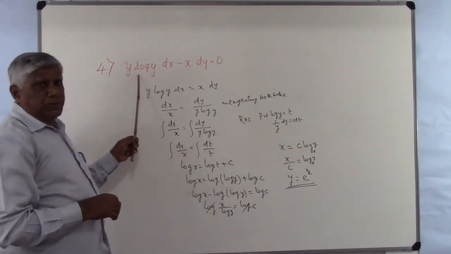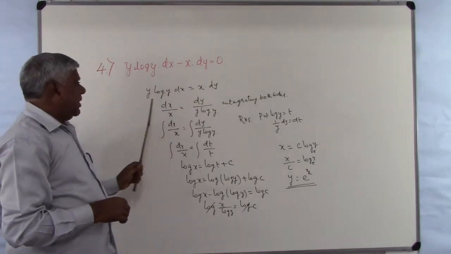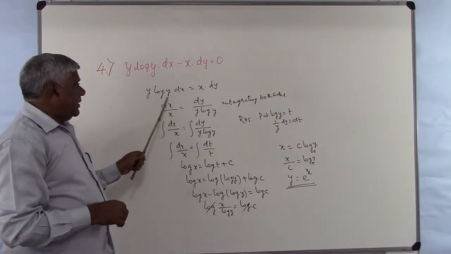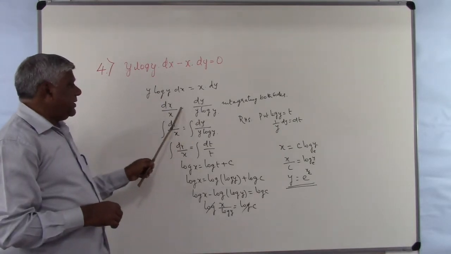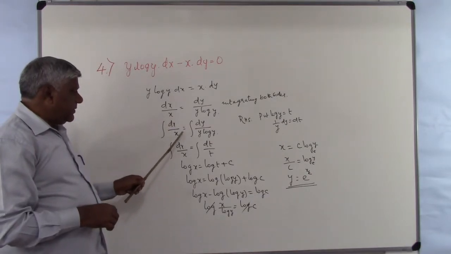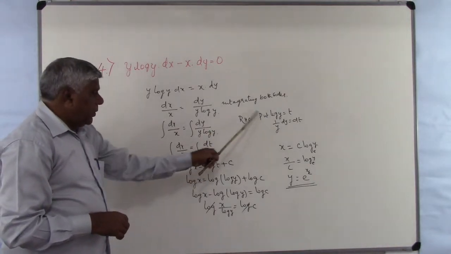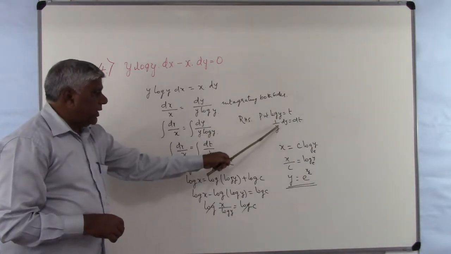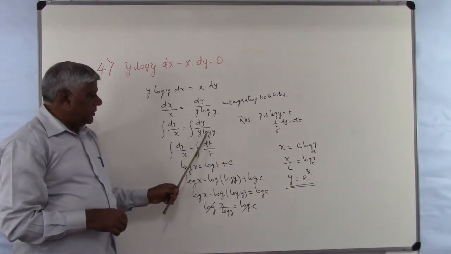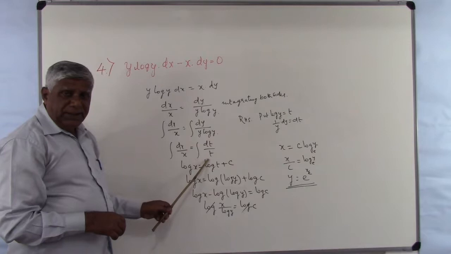Now, this fourth problem, y log y into dx minus x into dy is equal to 0, or y log y into dx is equal to x into dy. Now, dy by y log y is equal to dx by x. Integrating both sides, integral dx by x is equal to integral dy by y log y. This right hand side, put log y is equal to t. 1 over y dy is equal to dt. Therefore, integral dt by t.